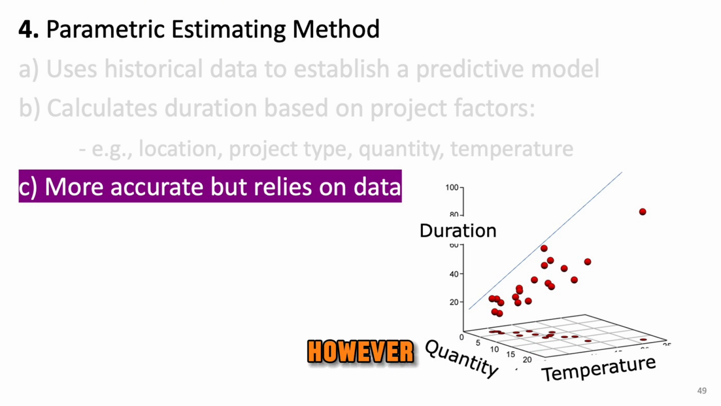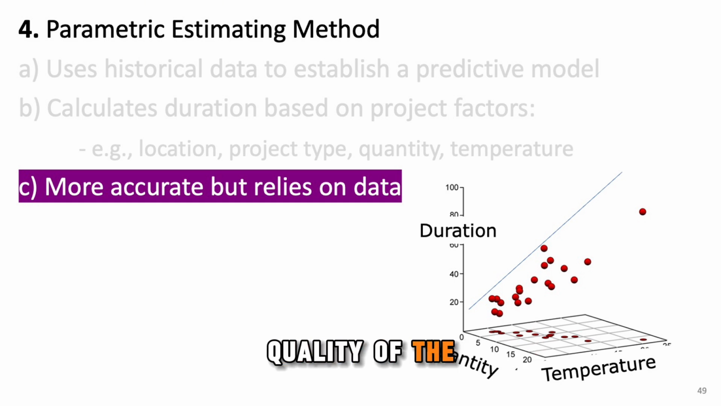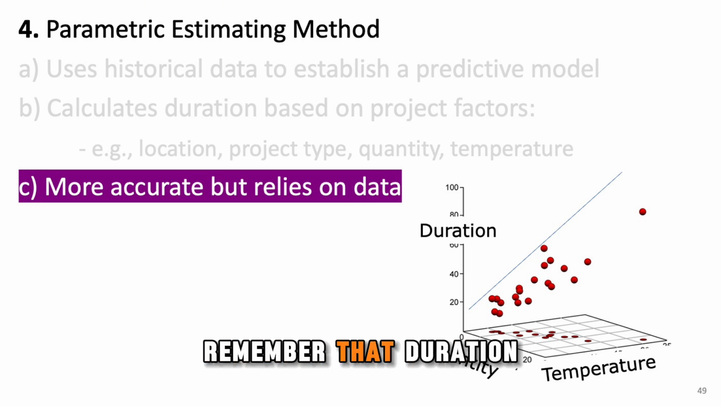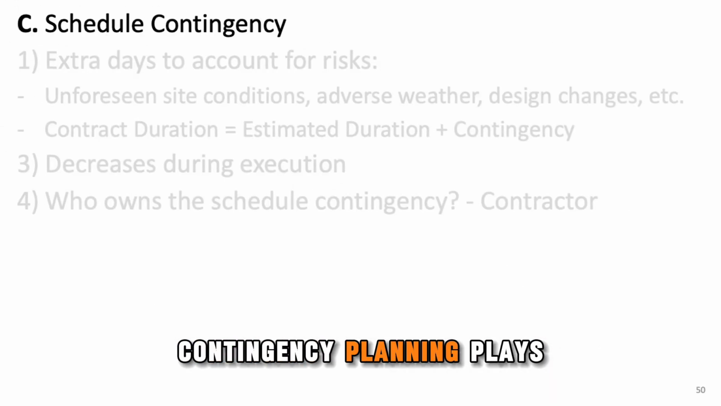However, it's important to remember that the method's accuracy depends heavily on the quality of the data used. If the data is outdated or incorrect, the estimate may be inaccurate as well. Regardless of the method you use, it's important to remember that duration estimation is still an estimate. The actual duration may differ from the estimate due to various unforeseen factors. This is where contingency planning plays a crucial role.